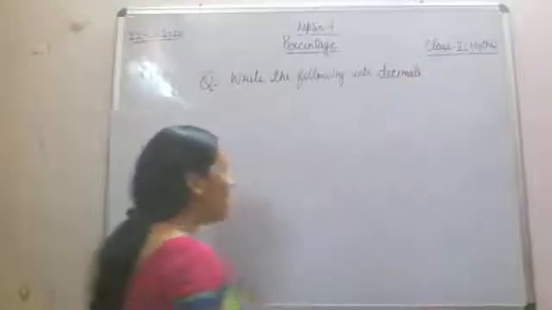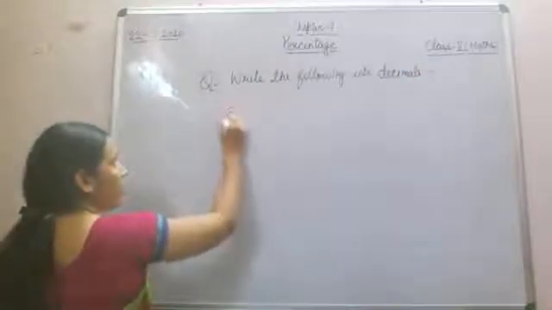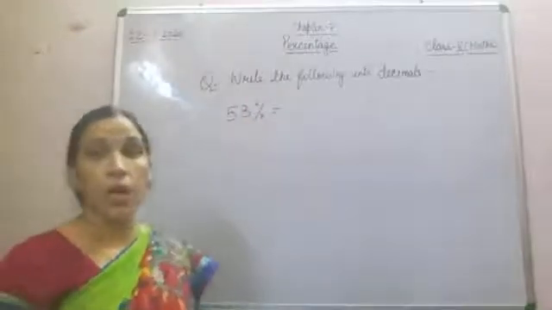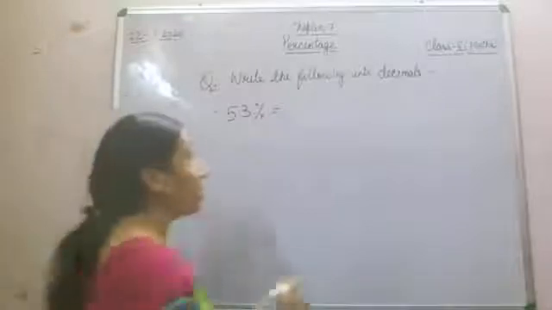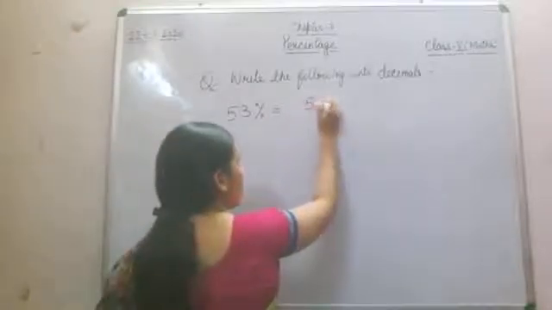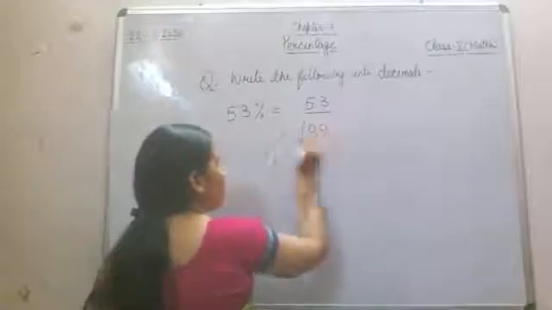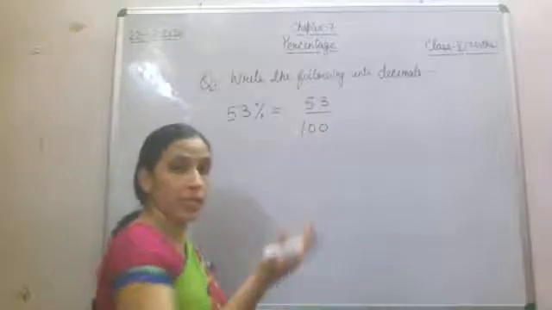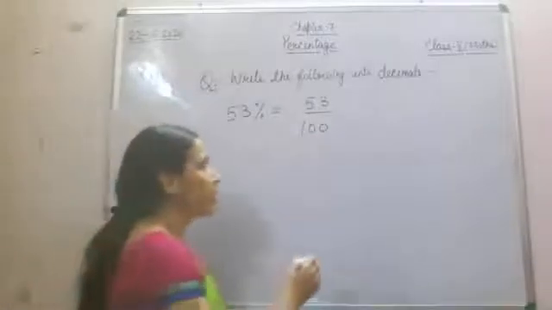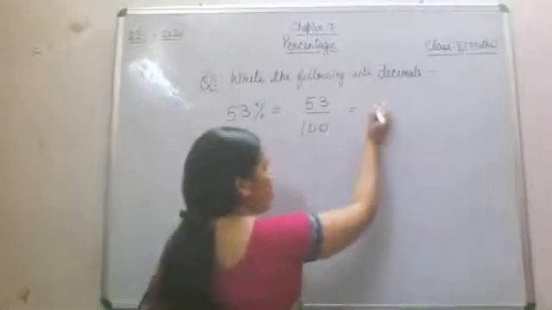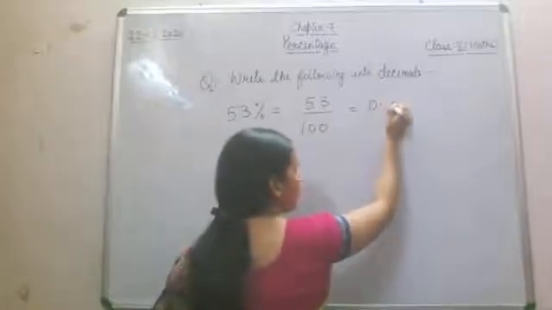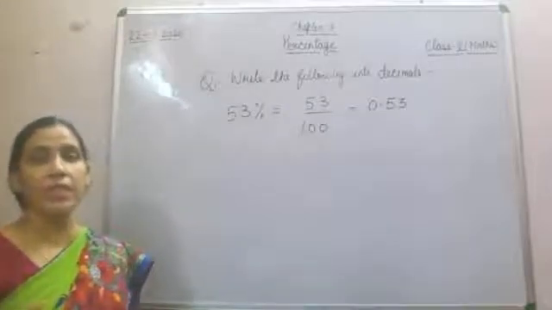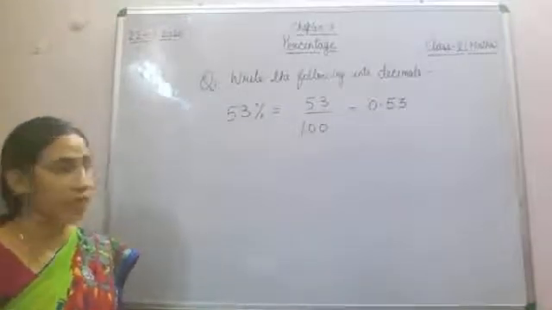Now here you have been given 53%. How do we write this 53% in the form of fraction? 53 divided by 100. Now this percent represents hundredths only. Now you can write it in decimal form, which we have already done in the decimal chapter. We will count from the back and then we will put the decimal: 0.53. So this is the way to write it in the form of decimal.